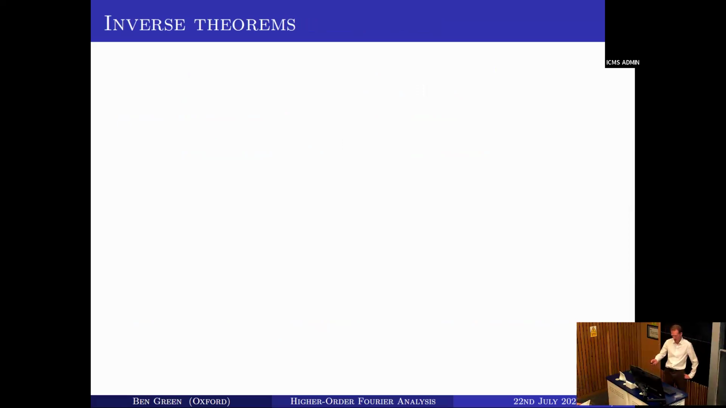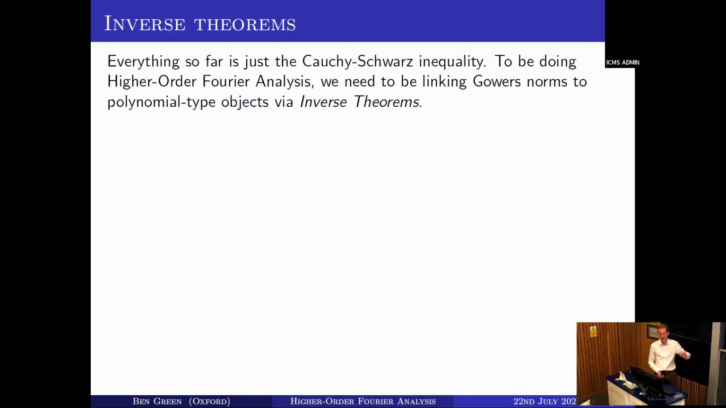Right, so far, I haven't actually done anything, of course. I've stated a few things, kind of. But the maths underlying everything I've said so far is just the Cauchy-Schwarz inequality. And to really be doing higher order Fourier analysis, you need to go a bit beyond Cauchy-Schwarz, although you still do a lot of Cauchy-Schwarz.